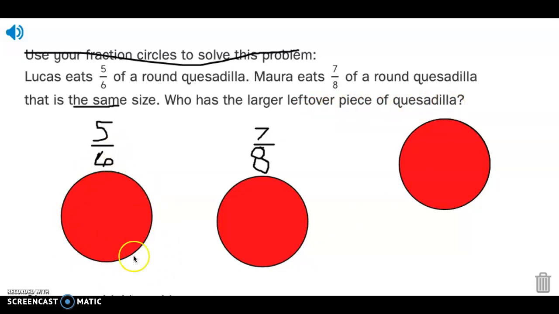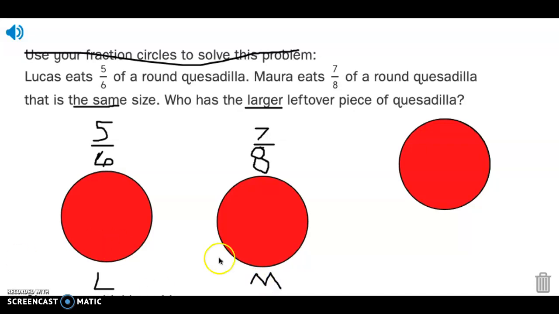Who has the larger leftover piece of quesadilla? We're going to need to split this whole into how many equal parts? Well, look at the denominator. We need to draw this into sixths and shade in 5 pieces. We need to draw this whole into eighths and shade in 7 pieces because the top number represents how many they ate. And then we're trying to figure out who has the larger piece that's left over. So go ahead, draw this, shade them in, and see if Lucas has the larger piece left over or Mora. Okay, go ahead. Remember, put me on pause.